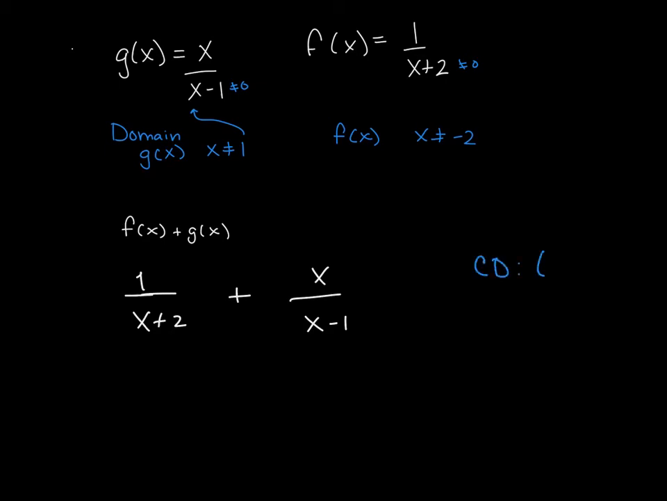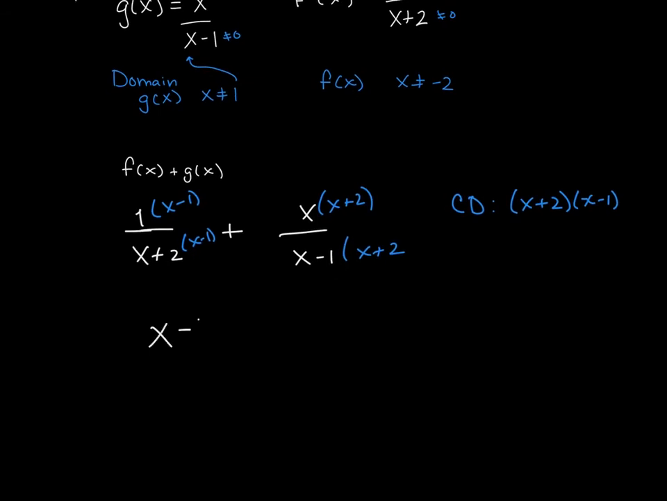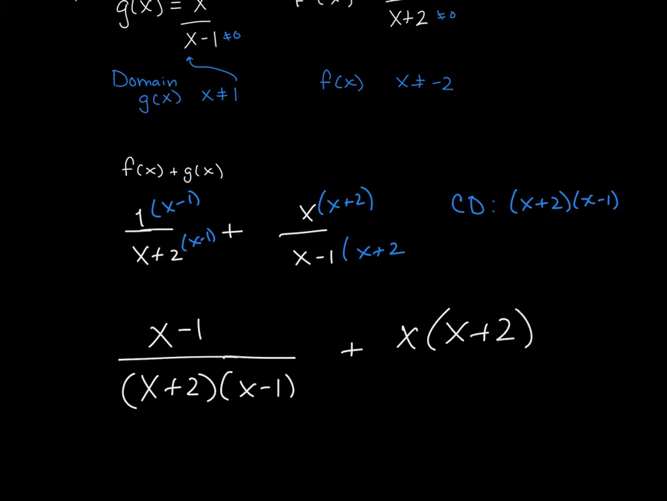The common denominator that I have for both of them is I need both pieces in the denominator. So what I end up doing is I'm multiplying the top and the bottom by the other piece. So now what I am left with is x minus 1 all over x plus 2 times x minus 1, plus x times x plus 2 all over x minus 1 times x plus 2.